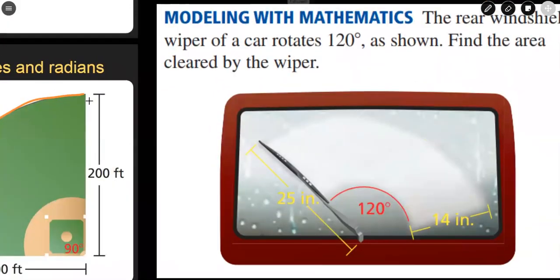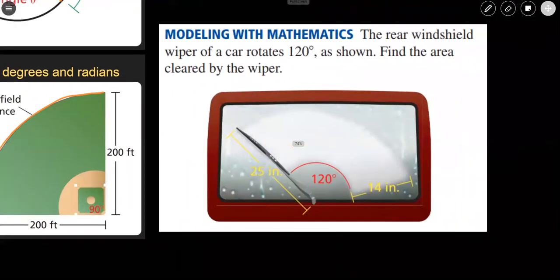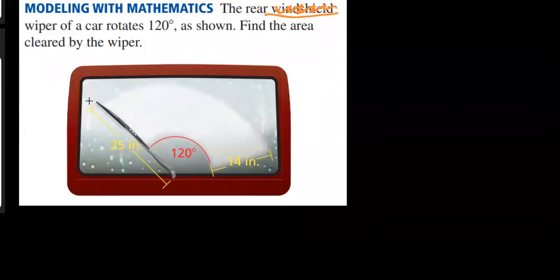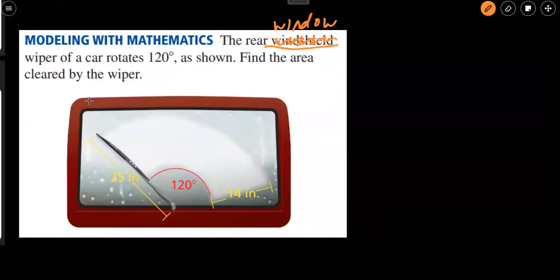So this one's a little bit of a tougher one, but I think it's an interesting one to do. This is about windshield wiper blades. So if you think about the rear windshield on a car, I don't know if it's a windshield on the rear window. It's kind of a weird thing. I think the windshield is technically only the front window. So the rear window, I'm going to have to write to the people at Big Ideas Math about this. The rear window wiper of a car rotates 120 degrees as shown.